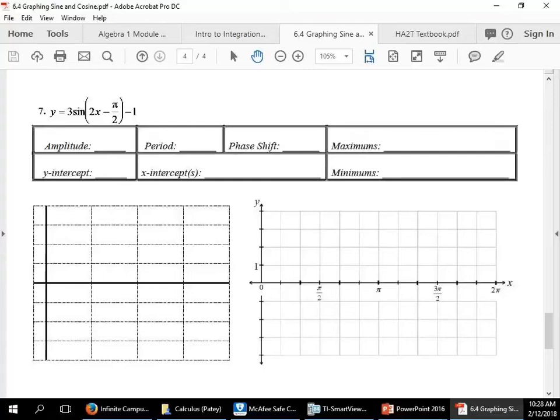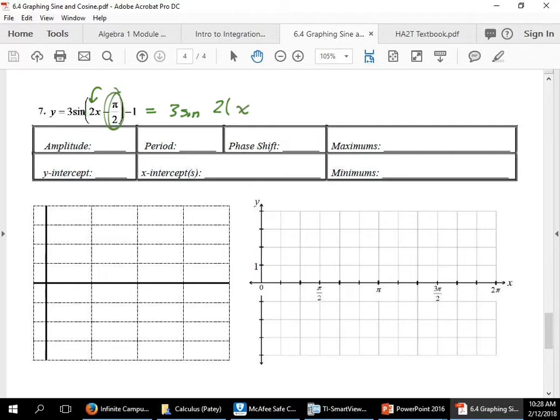Okay, to get started on this one, make sure you take the omega out so that you guys can see what your phase shift is. The omega is the one that's multiplying the x. So I'm going to get 3 sine, and I'm going to take that omega out, so I go 2. And then I get x, because 2x divided by 2 is x.